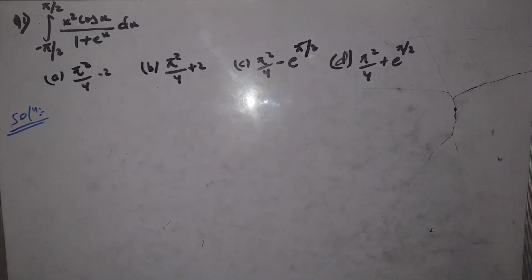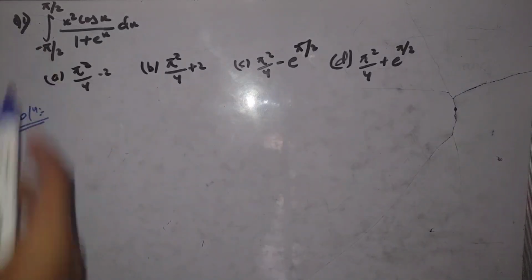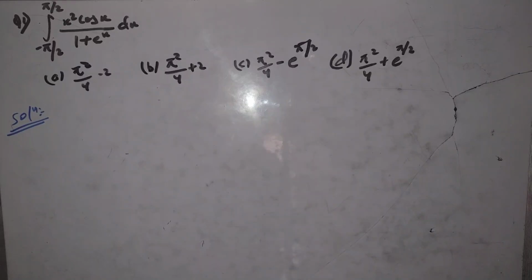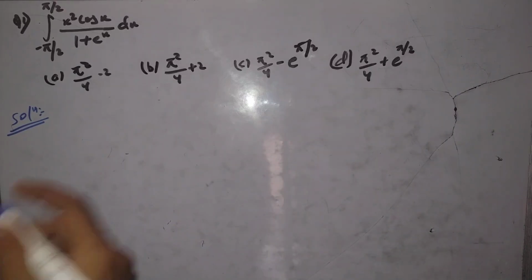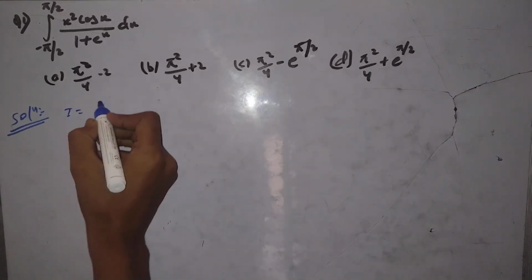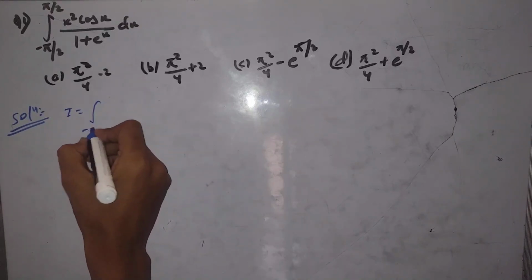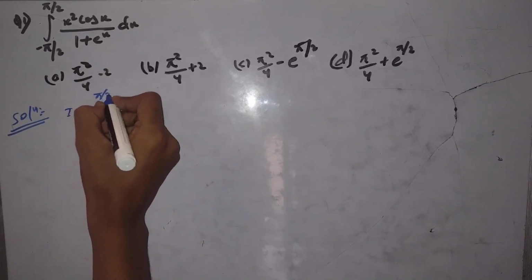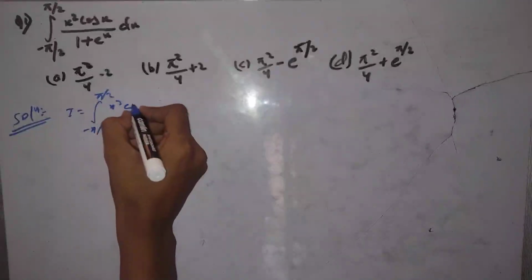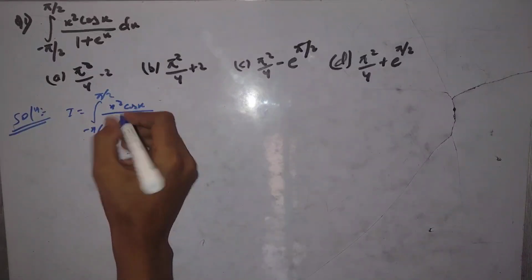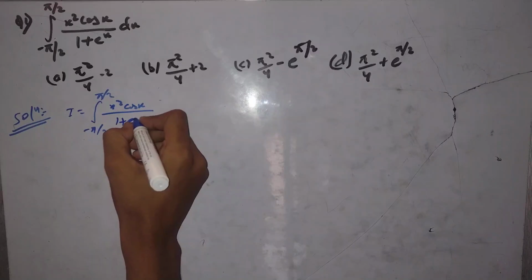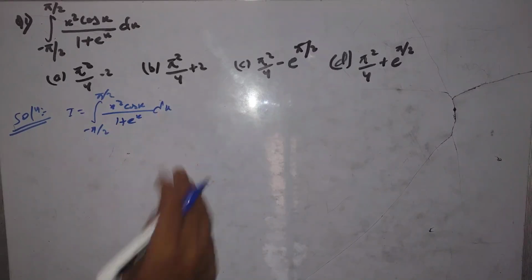Looking at the problem itself and looking at the lower limit and upper limit, we can see that the sum of limits is 0. So this clearly hints us to use the King rule. So we should use King rule here. So I equals, as the problem says, the integral from minus pi by 2 to pi by 2 of x square cosine of x divided by 1 plus e to the power x into dx.